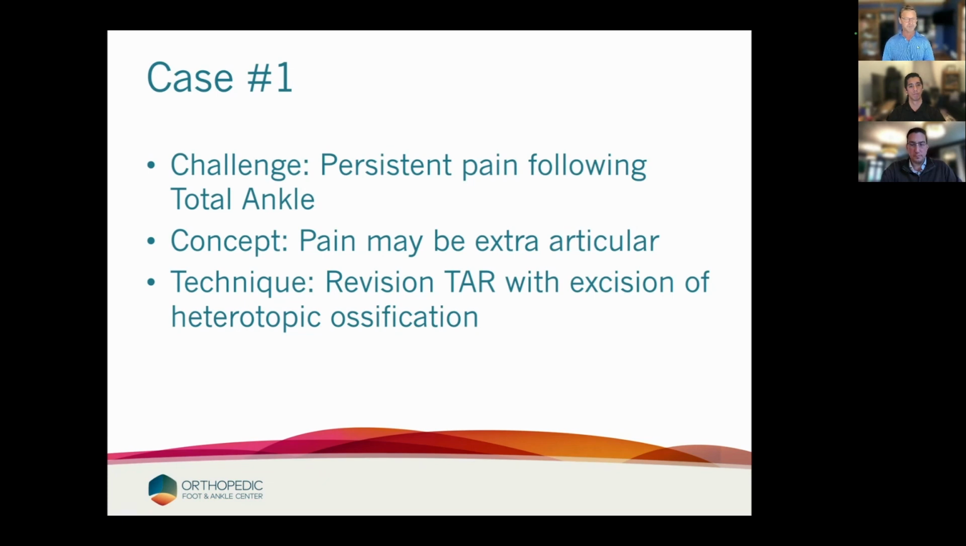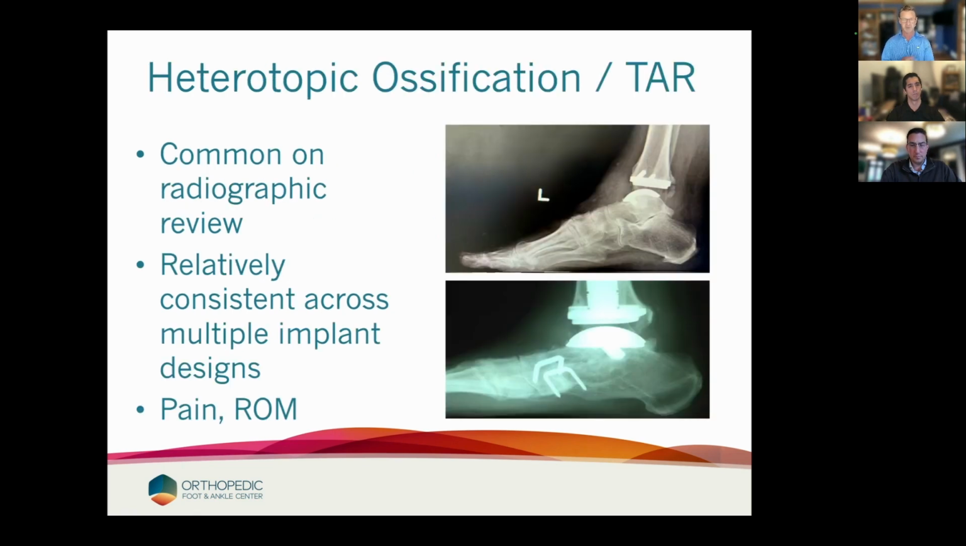So case one, this is total ankle, and the concept is that the pain might not be metal. And this was a revision total ankle with excision of heterotopic ossification. So HO is pretty common on radiographic review. It is across all implants.